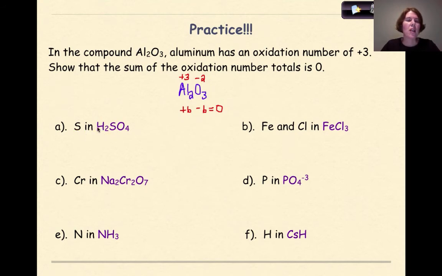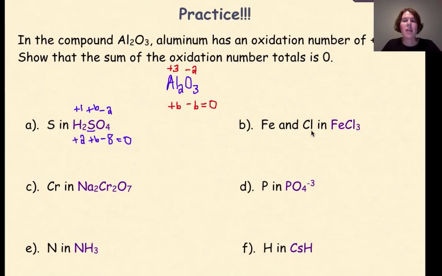So sulfur in H2SO4. I'm always going to start by assigning oxidation numbers to the elements that I absolutely know. Hydrogen is going to be +1, and oxygen is going to be -2. So +1 times 2 gives me +2, -2 times 4 gives me -8. The overall charge is going to be 0. So +2 -8 means this has got to be +6. I check my reference table because I'm looking at sulfur. Sulfur has the ability to be +6, so sulfur has to be +6.